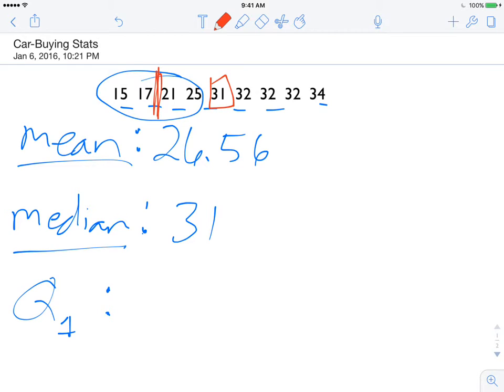So I'm going to take 17 plus 21 and divide that by 2. So that's 38 divided by 2. My quartile 1 is going to be 19.